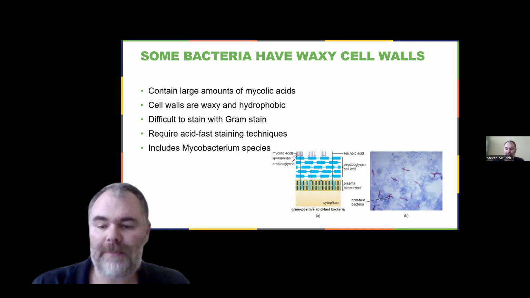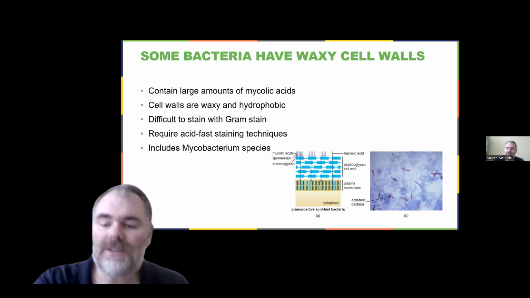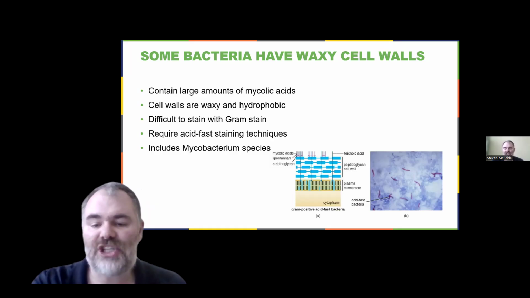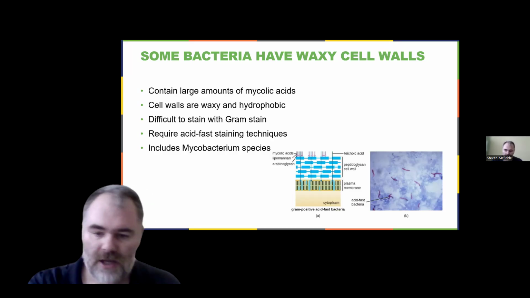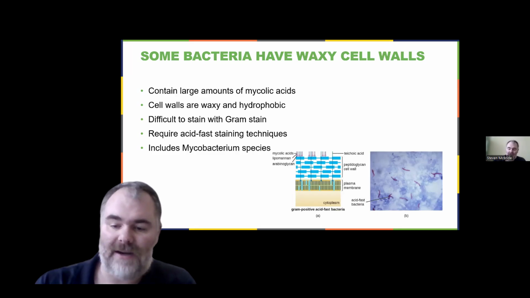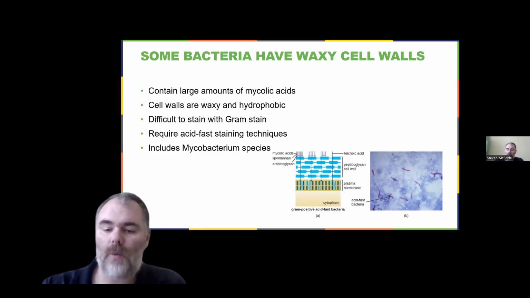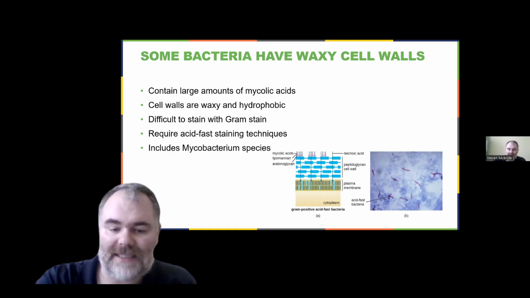Instead, they require a special acid-fast staining procedure that allows the cells to retain certain dyes even after treatment with acidic solutions. One of the most important groups of acid-fast bacteria is the genus Mycobacterium, which includes species that cause diseases such as tuberculosis and leprosy. So, although acid-fast bacteria are structurally related to gram-positive bacteria, their unusual waxy cell walls give them very different staining properties and environmental resistance.